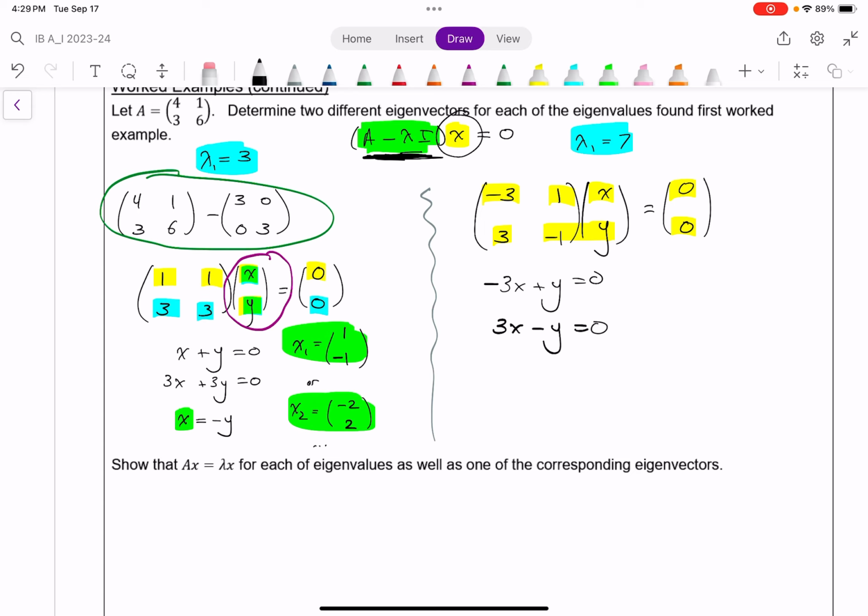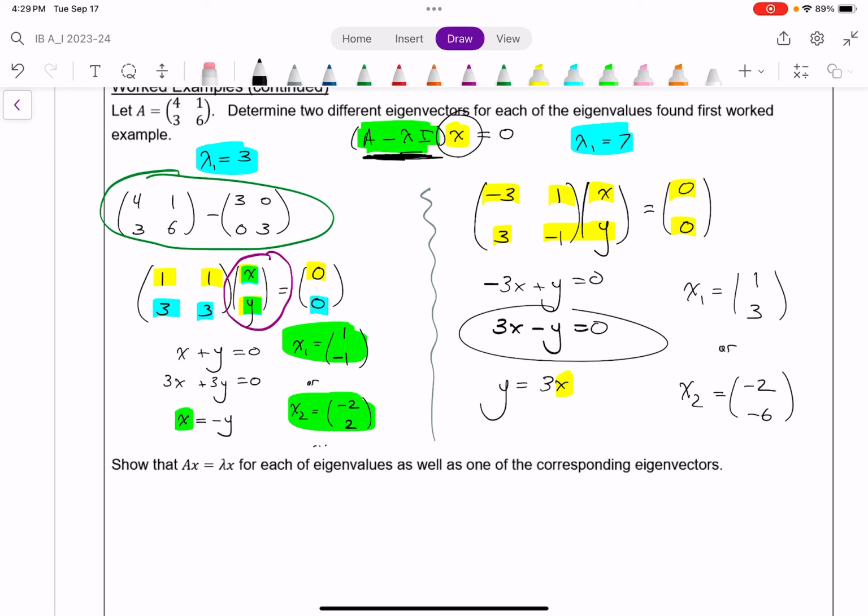Notice these 2 equations are equivalent, so I'll just solve for x or y. If I look at this one, if I solve for y, I get y equals 3x. And there's various combinations of that. I kind of like that one there, which means a possible eigenvector for this eigenvalue is, this time, if I just pick any number for x, how about 1? Y will be 3 times that. Or if I pick a different one, what if I make x a negative number, negative 2? Y is going to be 3 times that, negative 6. And I could go on and on and on. And so again, these are 2 examples of eigenvectors for the same eigenvalue.